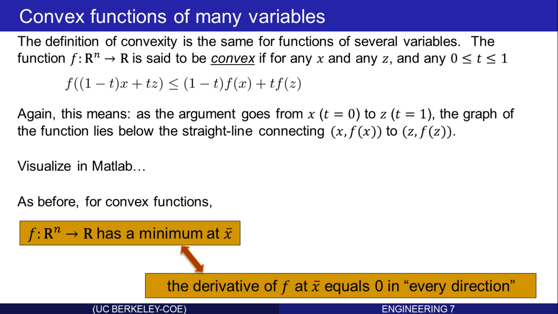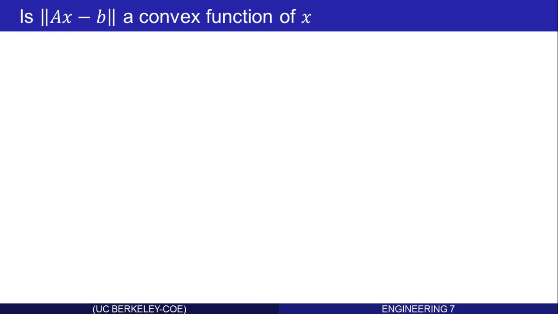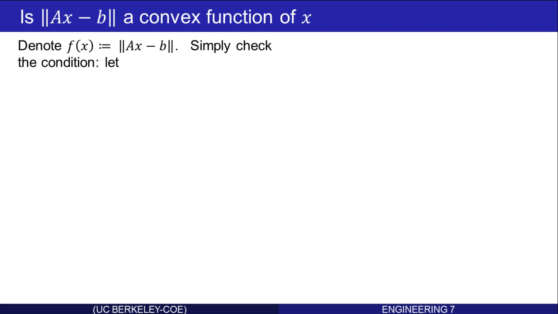But first, we need to show the convexity of the function that's involved in least squares problems. Let's do that. On this slide, we pose the question, is the norm of Ax minus b a convex function of x? Let's check. Denote the function f of x as the norm of Ax minus b. Now we simply need to check the condition. Let's let x and z be arbitrary n by 1 vectors and t any scalar between 0 and 1.